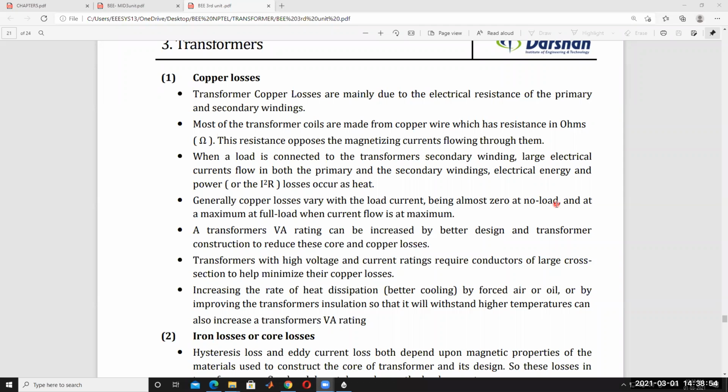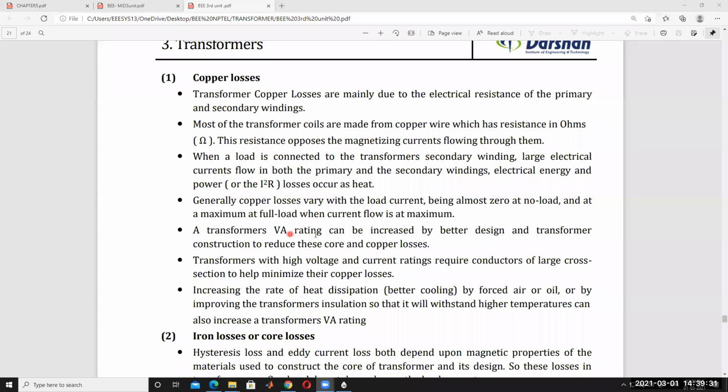Under no load condition, the load current is zero. That is, I2 is zero. If I2 is equal to zero, then similarly I1 is also nearly zero, and only the no load current flows. The no load current is only 3 to 5% of the full load current, which is very, very small. Because of that, the no load copper loss of the transformer is almost zero. At maximum full load, the current flows at maximum.